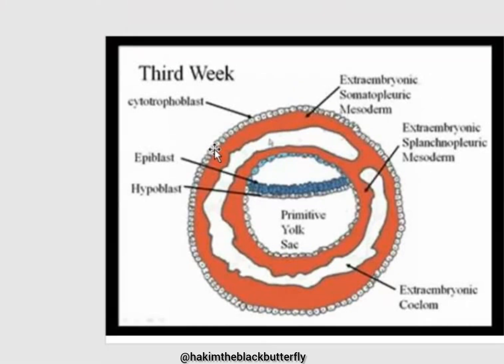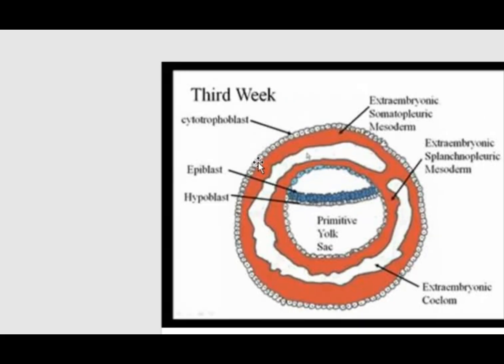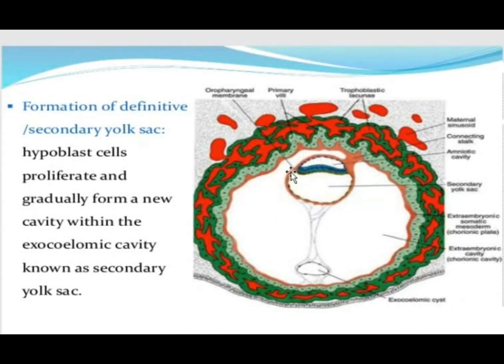Those are three fetal membranes. Let's see them here. This is the yolk sac membrane surrounding the yolk sac cavity. This is the amniotic membrane, or the amnion, surrounding the amniotic cavity.